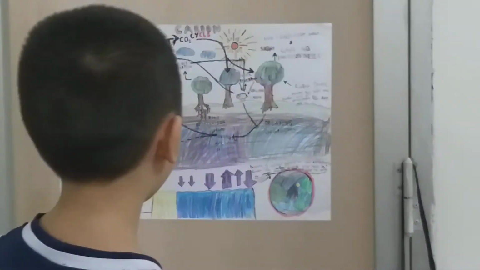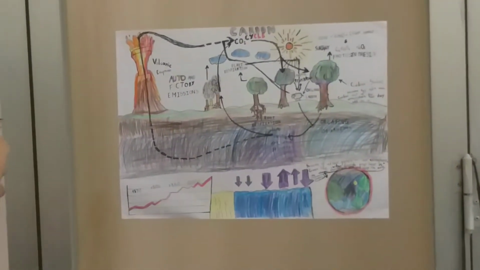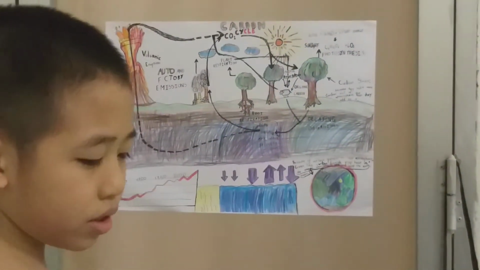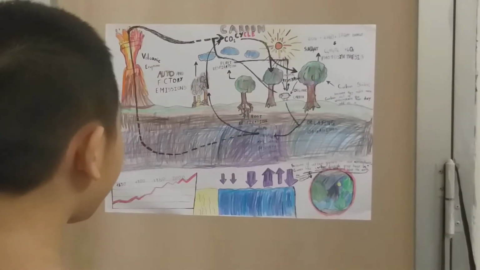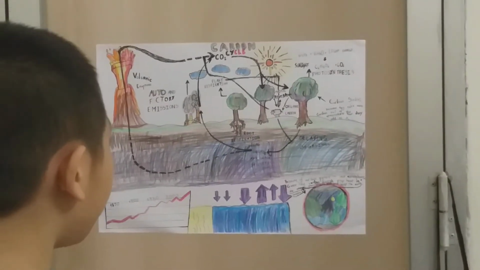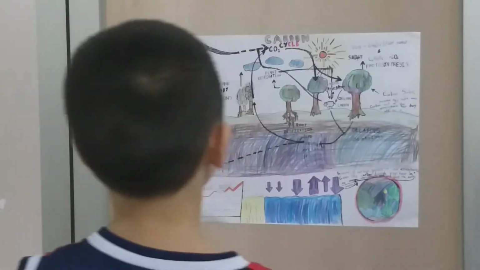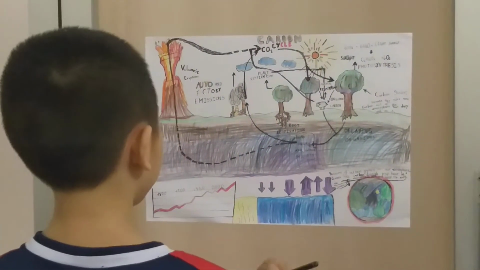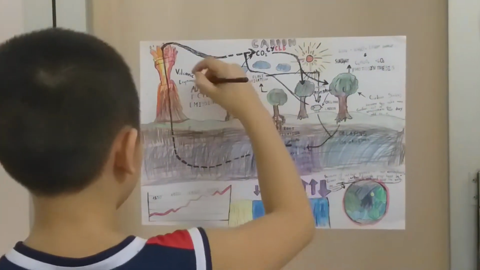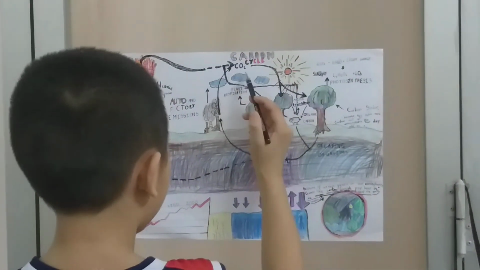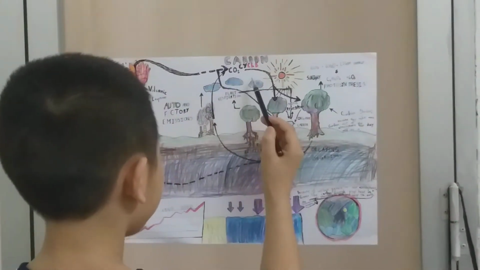Today we're going to talk about the carbon cycle. And now we're going to talk about animal and plant respiration and how carbon travels from one to another and then comes back again. First, we start from factories and volcanic eruptions that bring carbon dioxide into the atmosphere.